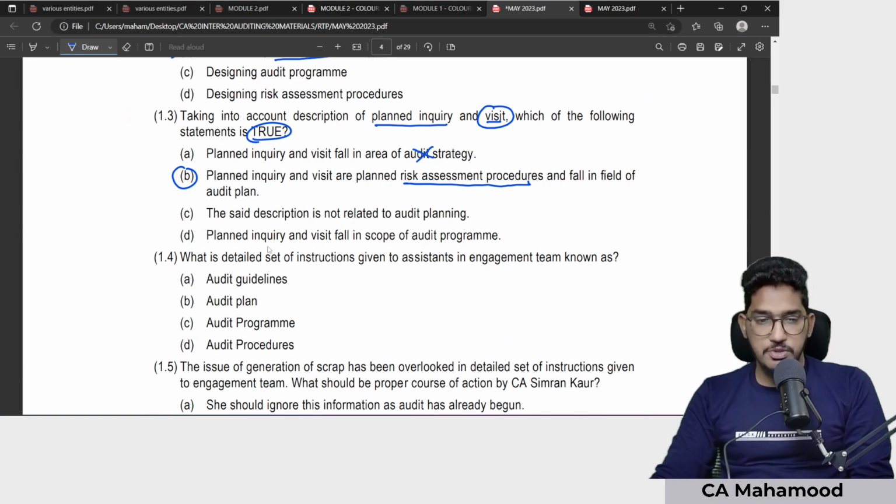Anyhow, let us see the remaining 2 options also. The said description is not related to audit planning. It is wrong. It is a wrong statement. Planned inquiry and visit fall in scope of audit program. No, it will form part of risk assessment procedure.